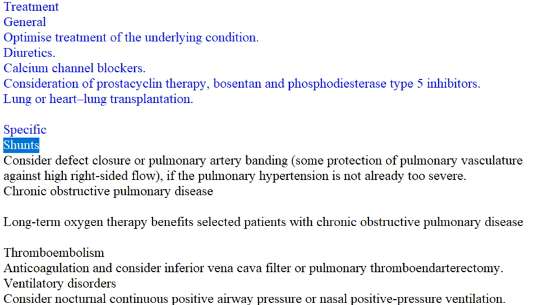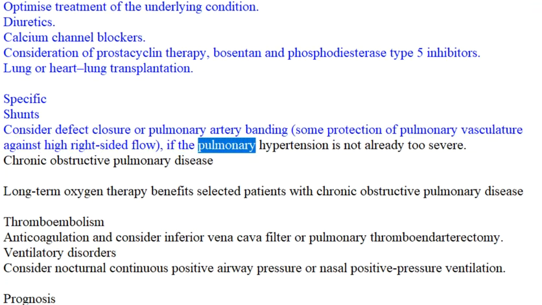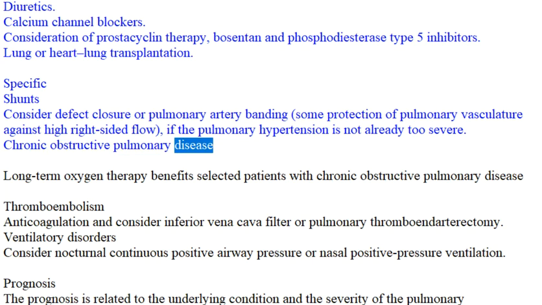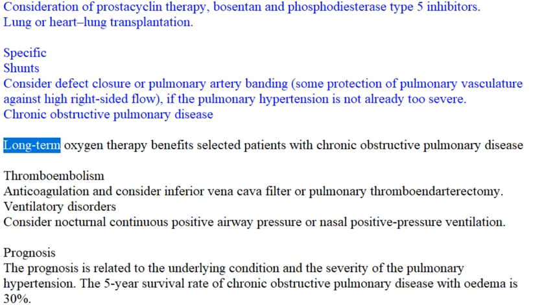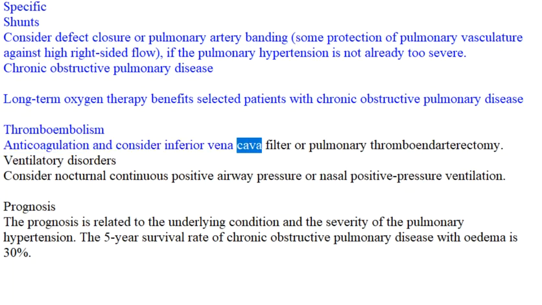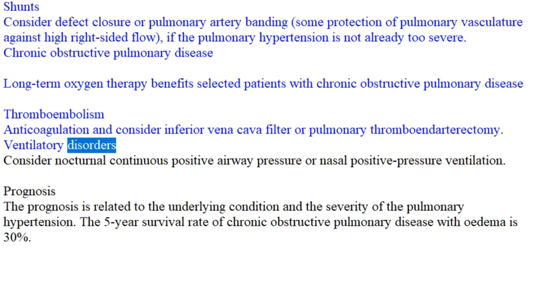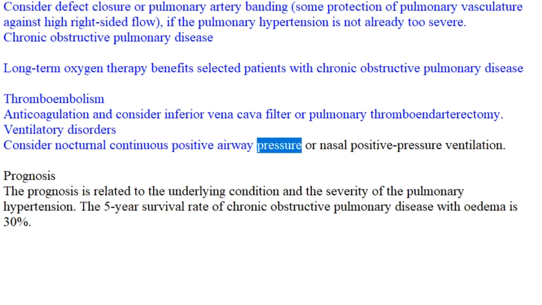Specific. Shunts. Consider defect closure or pulmonary artery banding, some protection of pulmonary vasculature against high right-sided flow, if the pulmonary hypertension is not already too severe. Chronic obstructive pulmonary disease. Long-term oxygen therapy benefits selected patients with chronic obstructive pulmonary disease. Thromboembolism. Anticoagulation and consider inferior vena cava filter or pulmonary thromboendarterectomy. Ventilatory disorders. Consider nocturnal continuous positive airway pressure or nasal positive pressure ventilation.